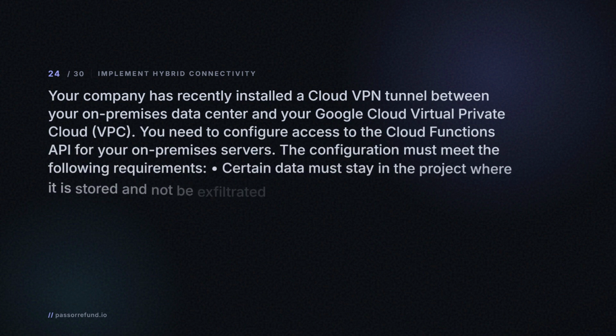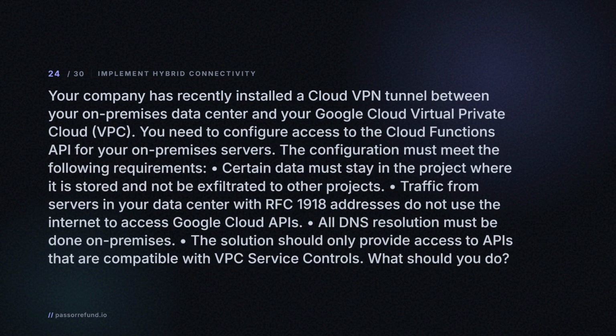Next up. Your company just set up a Cloud VPN tunnel linking your on-premises data center and your Google Cloud Virtual Private Cloud, VPC. Now, you need to get your on-premises servers hooked up to the Cloud Functions API. Here are the things you need to make sure happen.